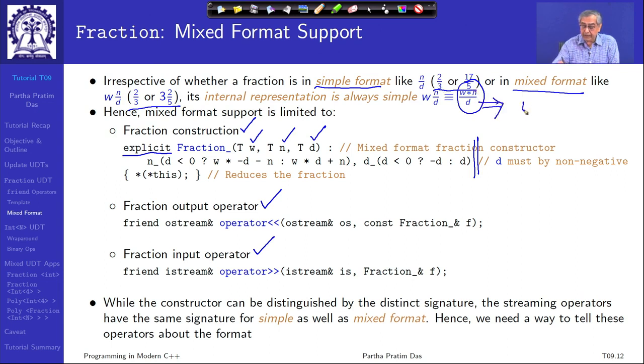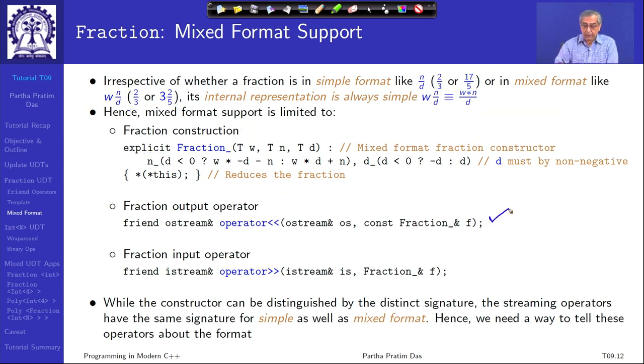So, which I will correct, it is basically W times D plus N divided by D, right. So, this is the numerator that you will set, and denominator of course would be the same as is given. I will correct that typo, please note. Now, this is easy because the constructor has a distinct signature. So, it is easy to understand, it is easy for the user to use as well as for us to implement. The issue turns out in terms of the input and output parameters, output operators.